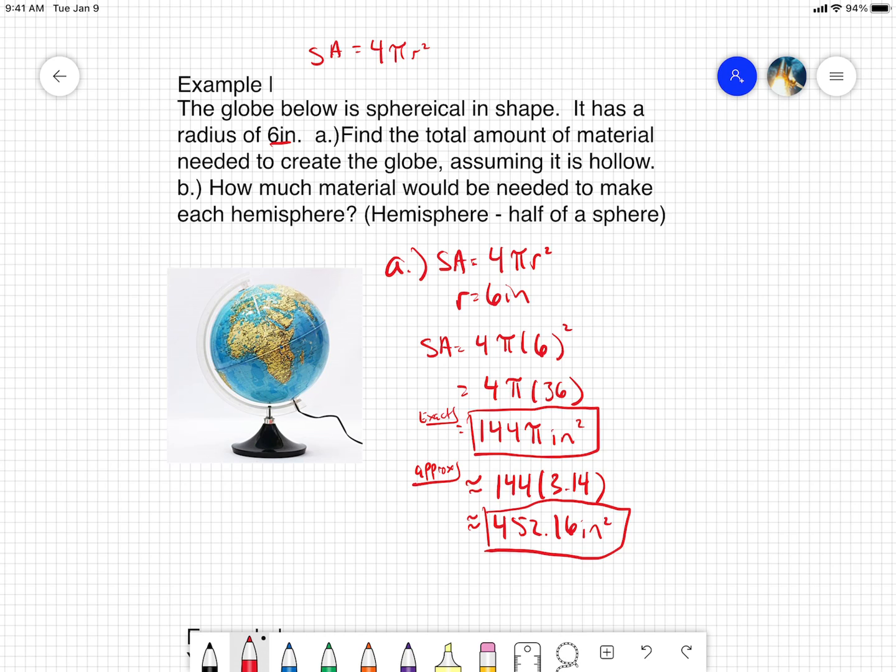Now, for part B, how much material would be needed to make each hemisphere? The whole reason that I wanted to do this part of the problem is because I want you to understand what a hemisphere is. Okay? A hemisphere is exactly what?